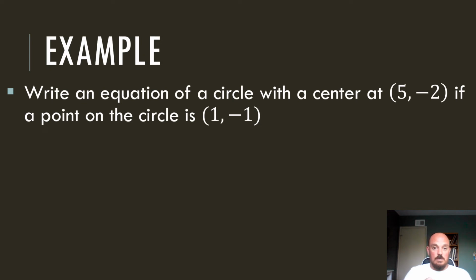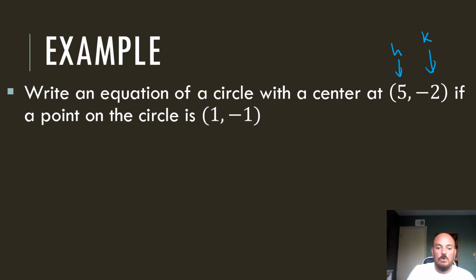And for our next example, let's flip the question backwards. Let me give you some information about a circle and see if we can come up with the equation for it. So what I have is a circle with a center at (5, -2). Remember, I gave you the center. That means this one is h and this one is k. I just have to change the signs on them.